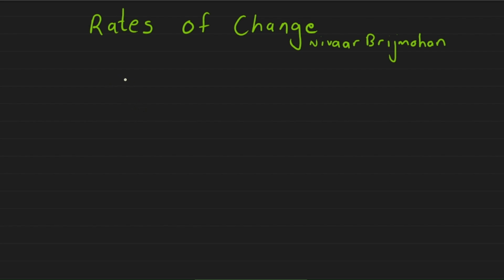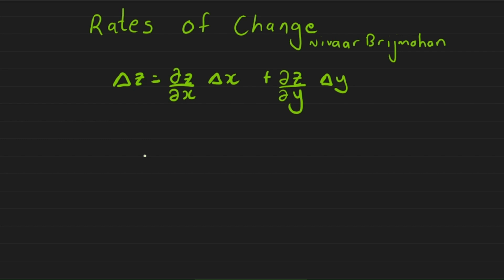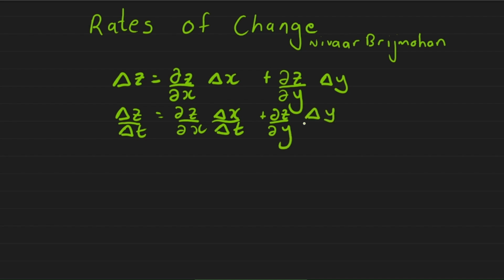We saw in the last video that some multivariable function, or rather a change in some multivariable function, that would be delta z, is equal to dz/dx multiplied by delta x, some change in x, plus dz/dy multiplied by some change in y, delta y. So if I divide this entire equation by delta t, I would get delta z divided by delta t is equal to dz/dx times delta x divided by delta t plus dz/dy times delta y divided by delta t.